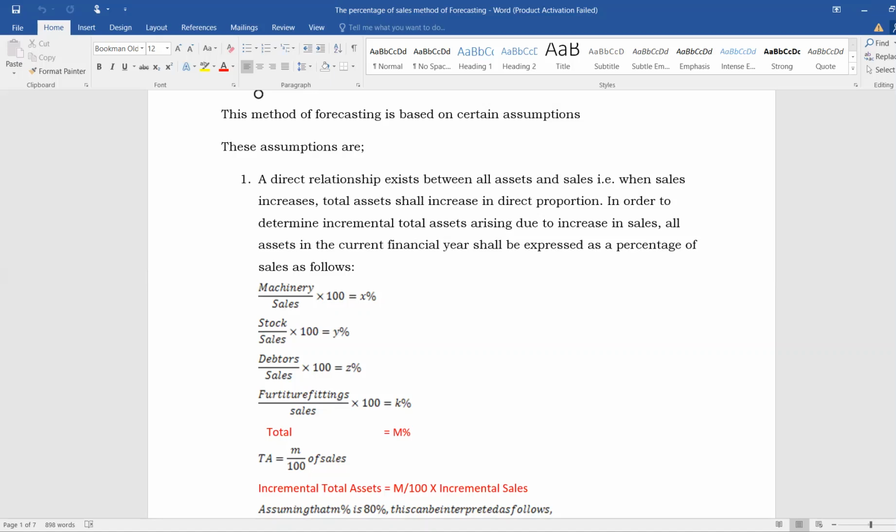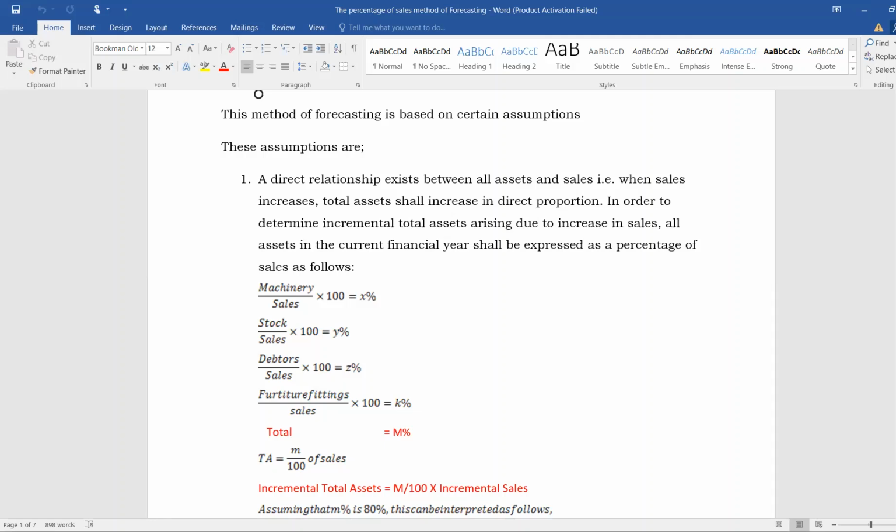So since all assets are expected to have a direct relationship with sales, then a change in sales will cause a change in assets. And many times from the examination perspective, you'll be informed that sales have gone up, maybe by a certain percentage, or have increased by a certain amount. Now that a direct relationship exists between sales and assets, how can we establish the change in assets arising from the change in sales? This is a question that we want to ask ourselves.